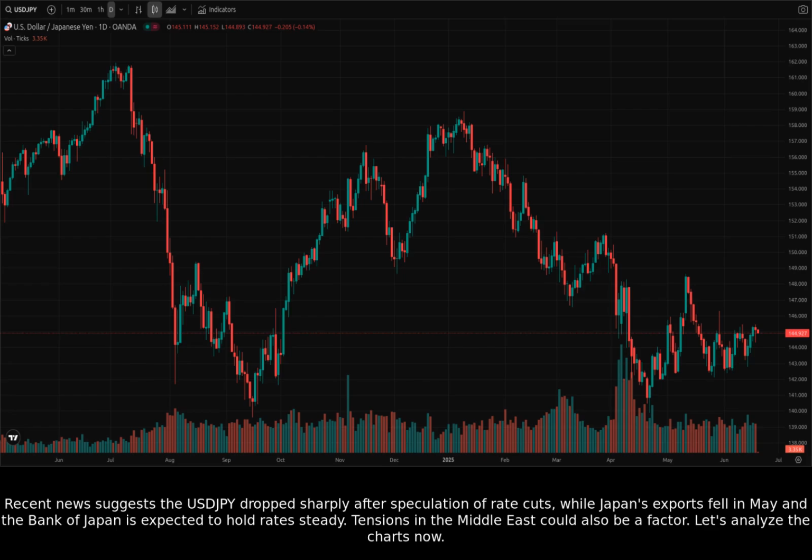Recent news suggests the USDJPY dropped sharply after speculation of rate cuts, while Japan's exports fell in May and the Bank of Japan is expected to hold rates steady. Tensions in the Middle East could also be a factor. Let's analyze the charts now.